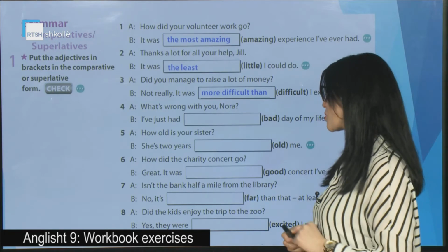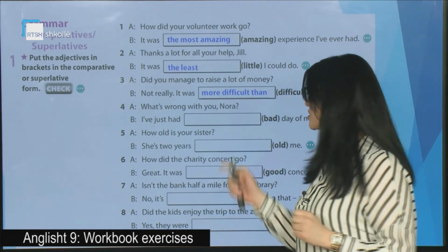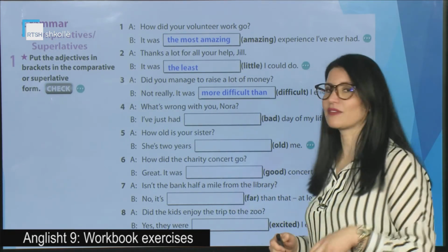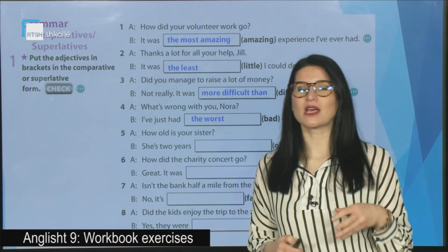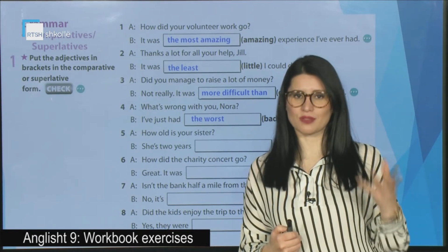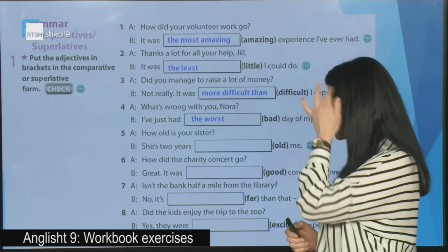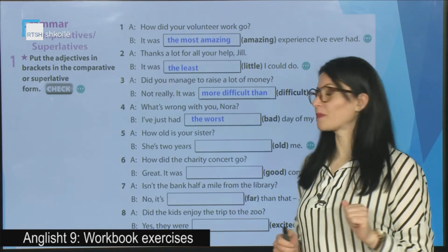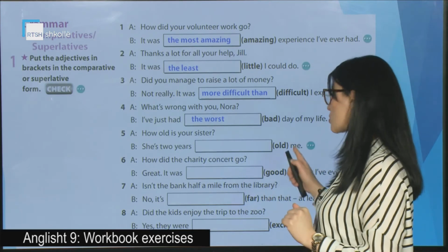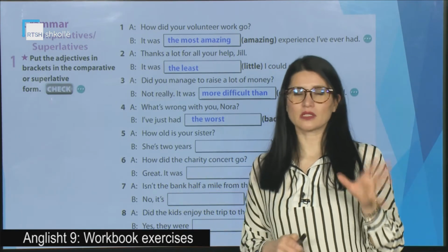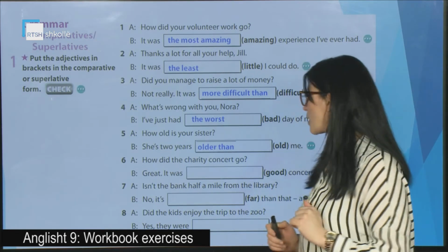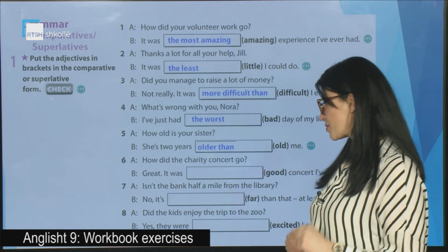Then we have, what's wrong with you, Nora? I've just had bad day of my life. Nora is comparing her day to all the rest of her days. So it is the superlative form of bad, which is the worst. How old is your sister? She is 2 years old me. In this case, we are comparing the sister with this person. So older than.